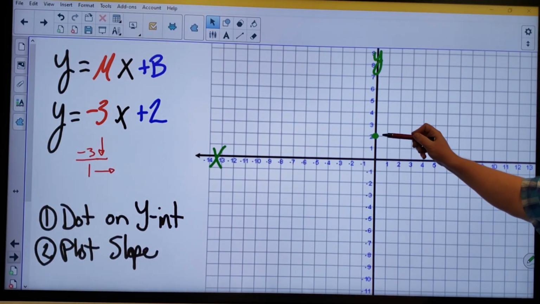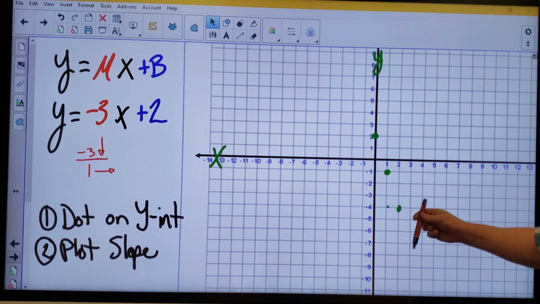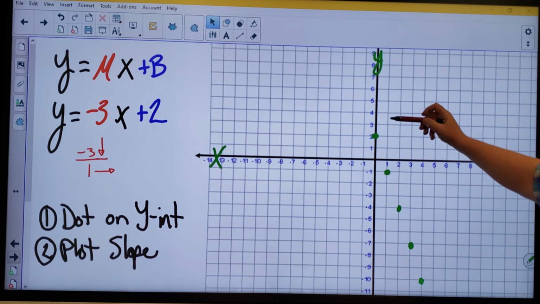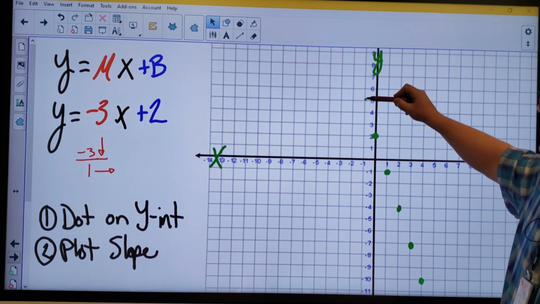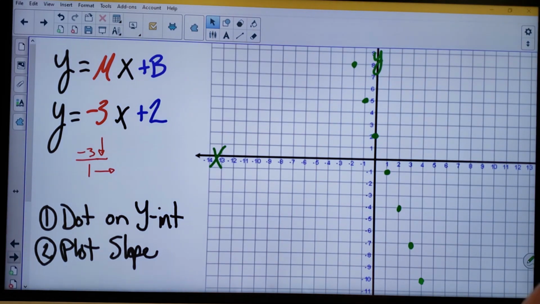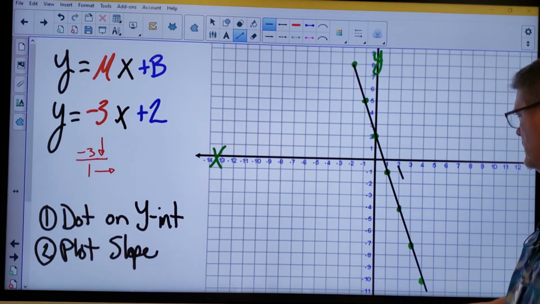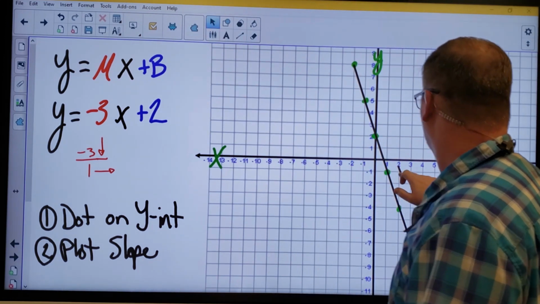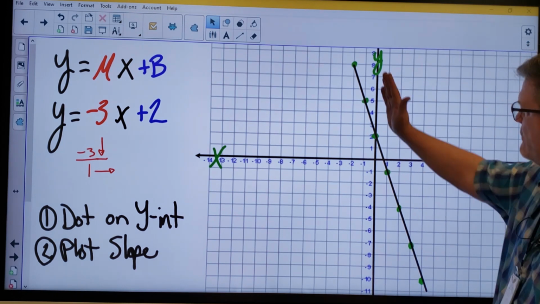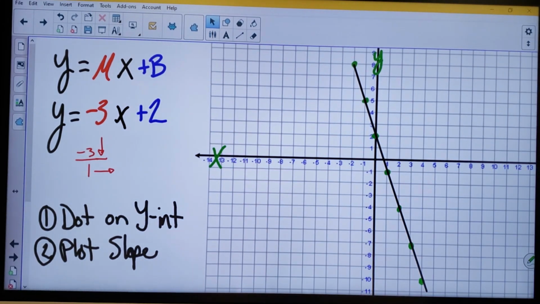So we can go down 3, 1, 2, 3, right 1, down 1, 2, 3, right 1, down 3 over 1. And we can work in reverse as well. We can go up 3 and back 1, up 3 and back 1. Okay? And then, once again, we can go ahead and connect these dots. And this line that we've graphed now is the line that is represented by the equation y equals negative 3x plus 2.